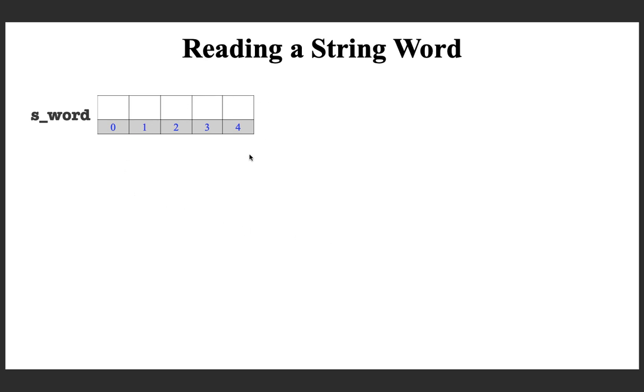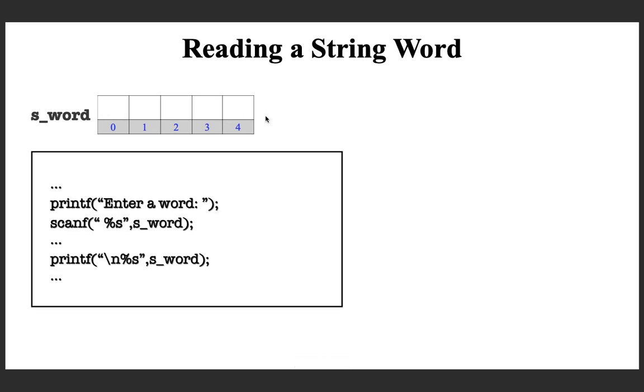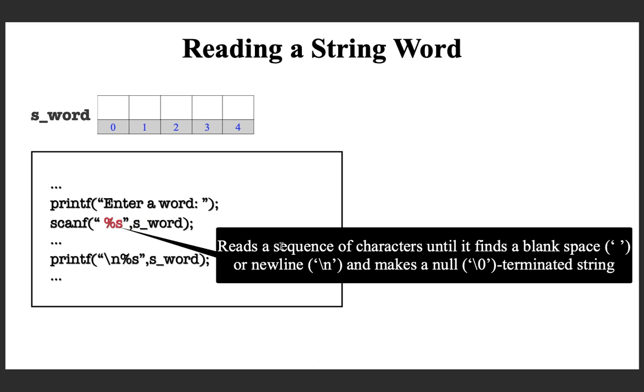Now we are looking at a word. Suppose you have an array declared with size 5. Just look at the code. Here I am telling you how you can use %s with scanf to read a word. Note that %s reads a sequence of characters until it finds a blank space or a new line. That is, you can enter a sequence of characters and the %s will continue reading until it gets a blank space or the enter key, and then it makes a null terminated string out of it.